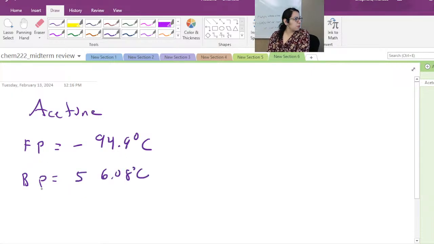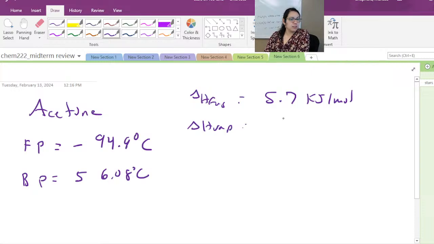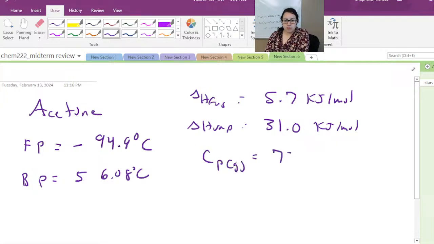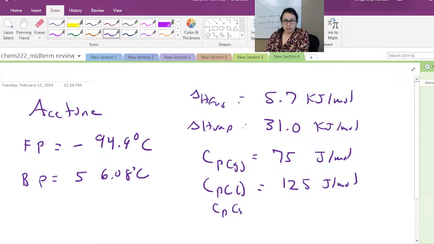So you'll be given freezing points, boiling points, and then any relevant information. So our heat of fusion is 5.7 kilojoules per mole. Delta heat of vaporization is 31 kilojoules per mole. The heat capacity, and so this is all the states, so gas is 75 joules per mole. Heat capacity liquid, 125 joules per mole. And heat capacity solid.